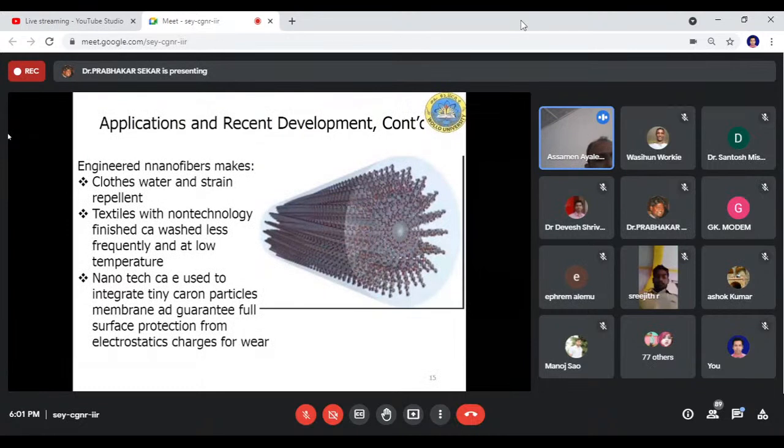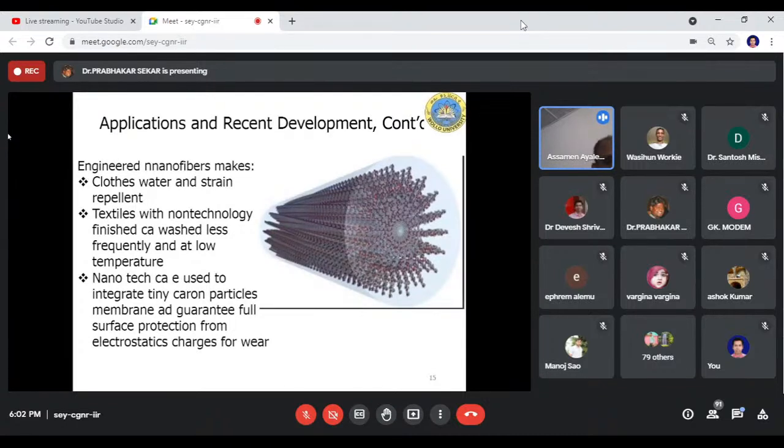The other application, or recent development, is engineering nanofiber for clothes, giving water and stain repellence. You can consider this figure as the application of nanotechnology in textiles with nanotechnology finish. They can be washed less frequently and at low temperature. That really changes the property of textiles or textile products.